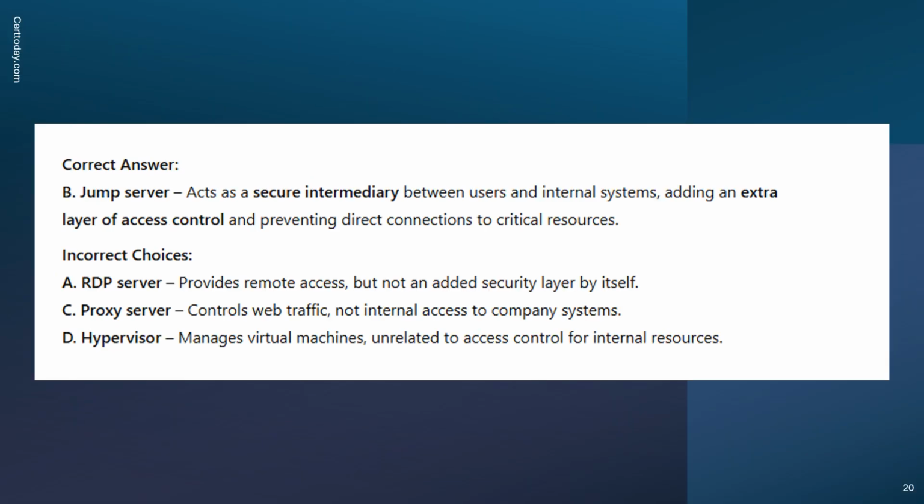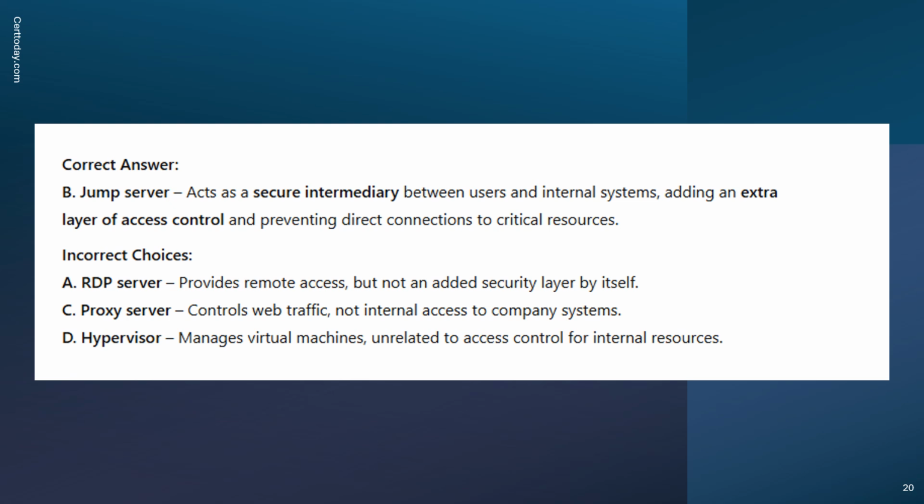The correct answer here is B, jump server, which acts as a secure intermediary between users and internal systems, adding an extra layer of access control and preventing direct connections to critical resources. In many cases, it's also called a jump box.